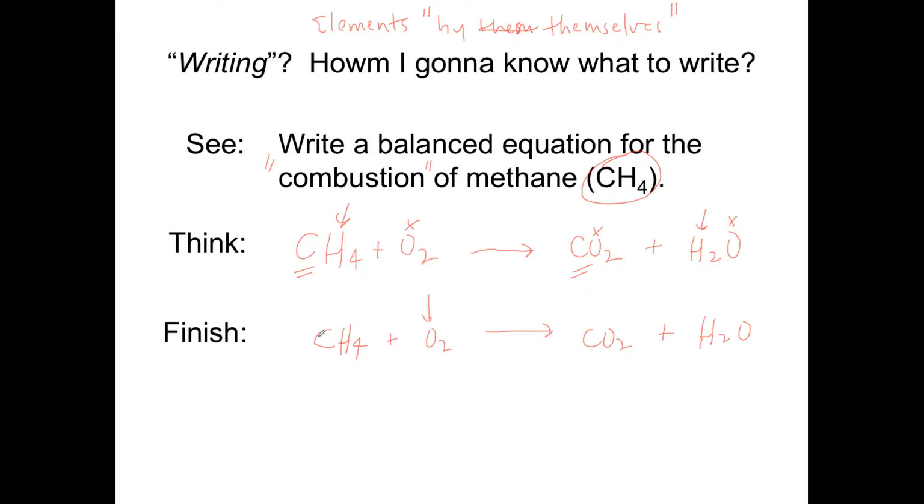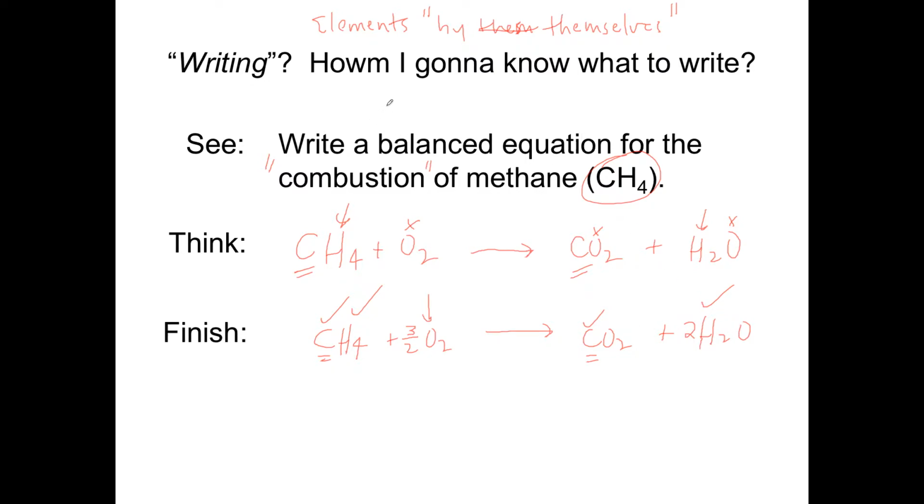So let's do it here. CH4 has one carbon, and there's one carbon on the other side, so we're good with carbon. Now let's do hydrogen. There are 4 hydrogens here, and how many hydrogens are over here? 2. So if we put a 2 in front of the water, the hydrogens are taken care of. And then finally, oxygens. I've got 2 over here and 1, 2, 3 over here. In order to make this 3, I can do 3 halves, and that'll give me 3 atoms of oxygen on each side.